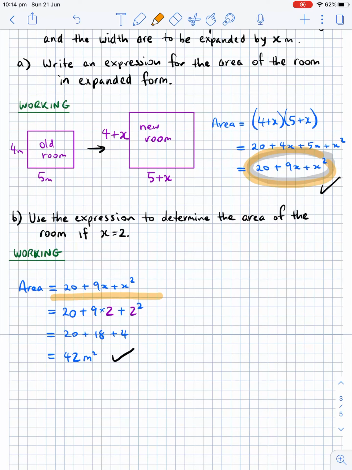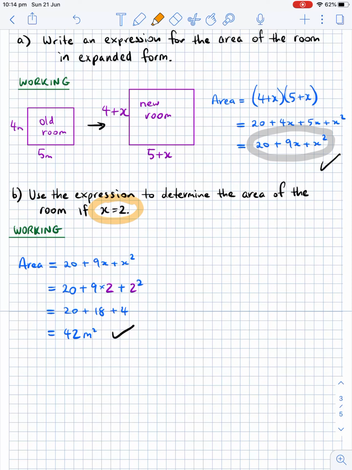So the idea is we can use this equation here, which we've been asked to do, use the expression. And we want to increase the room by 2 meters. Our x is 2, so all we need to do is change our x to that value of 2. So putting that into the equation, that comes out as 42 meters squared. That would be the area of this room. We can check that because this length here would have become 6 if our x is 2. So it would be 6 by 7, and 6 times 7 gives us an area of 42, which is what we found.